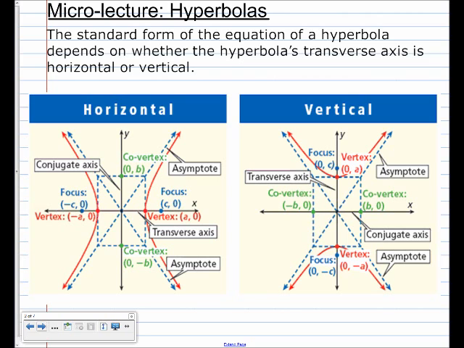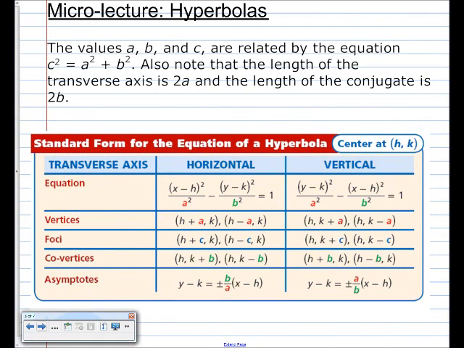One thing that has changed, notice where your focus points are. Do you see how the foci are past the vertices? That's different. With ellipses, they were closer to the center, so that's a change. Which means, since that is a change, we have a new formula we're going to use. It's going to be c squared equals a squared plus b squared. All right? With ellipses, it was what? It was subtraction. Now it's going to be addition.